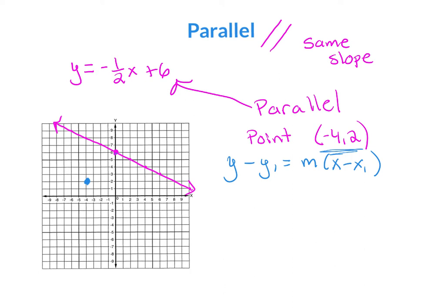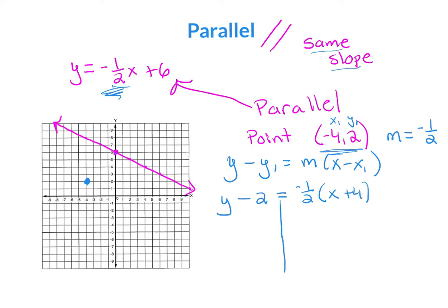If I have a line that's parallel, that means it's the same slope. So what was the slope here? -1/2. So over here, m is also -1/2. And then my new point, here's my x1 and my y1. So let's just plug in the information. Y minus y1 is 2. M is -1/2. And then x, because it's -4 for x1, that's +4.